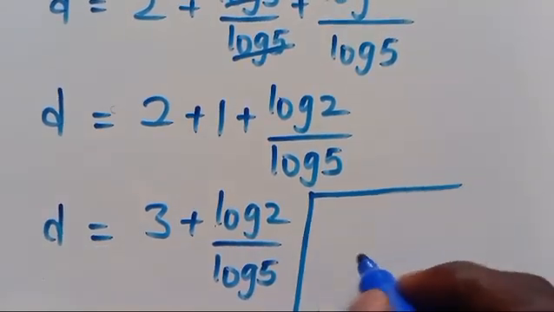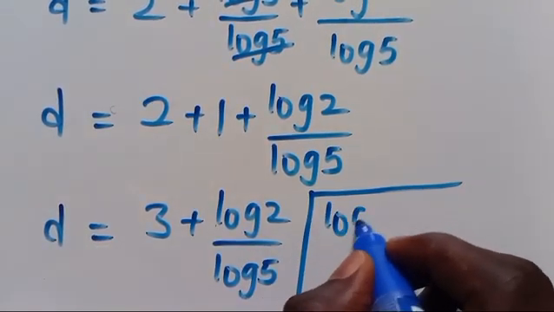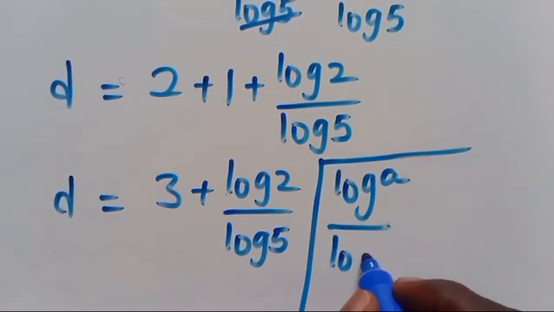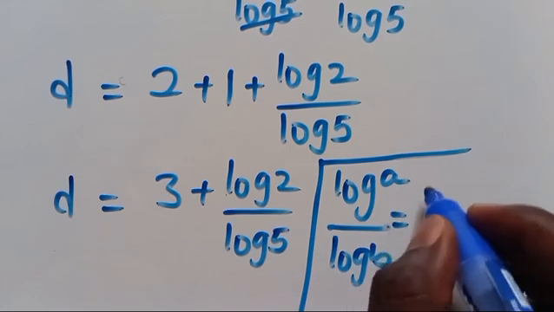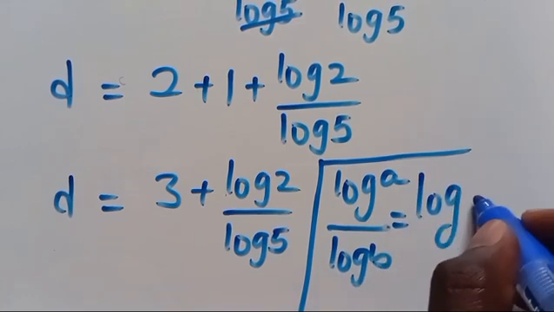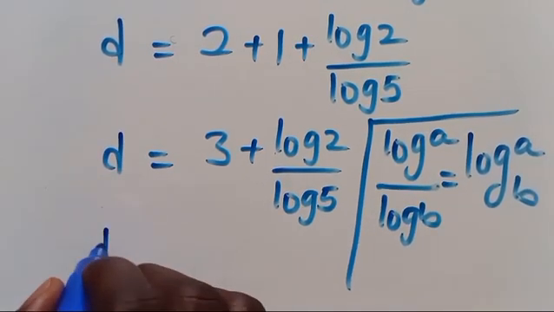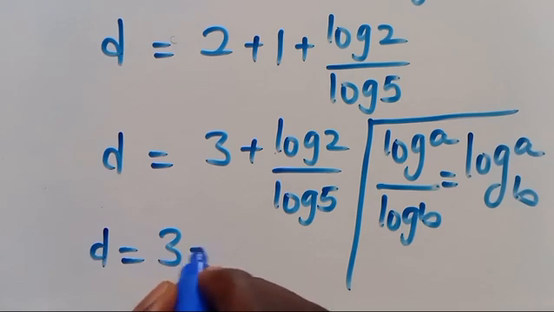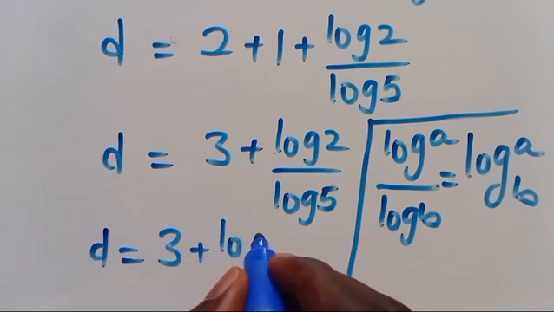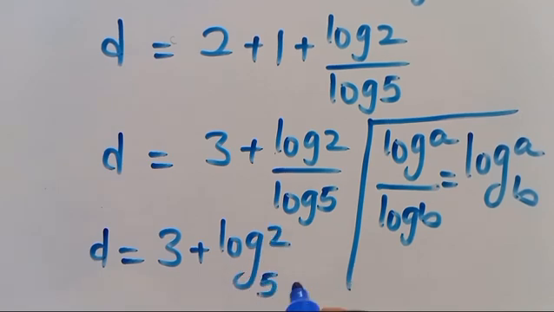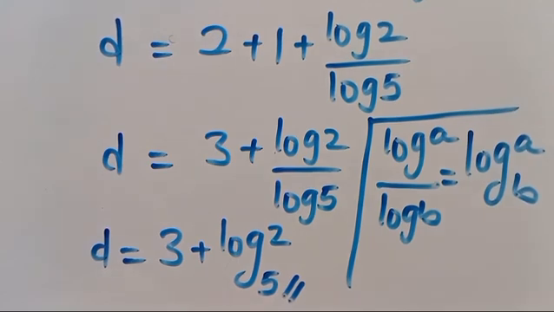Recall that log A divided by log B equals log A in base B. So from here we have d equal to 3 plus log 2 in base 5 as the value of d.